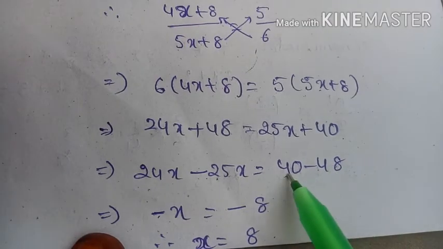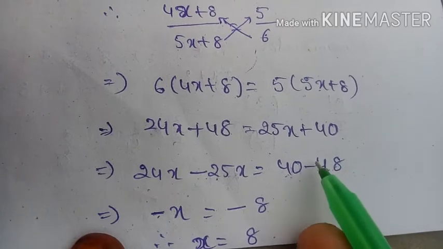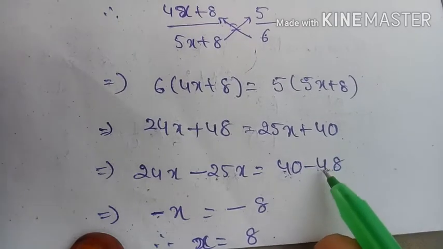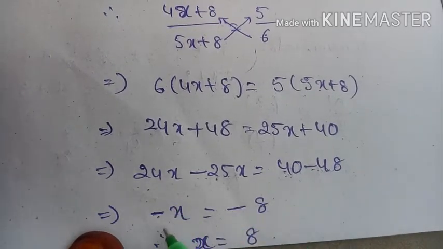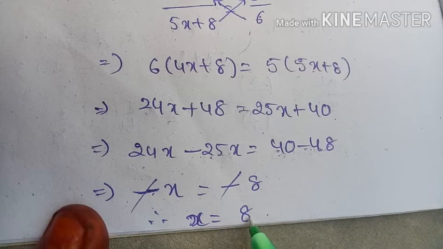There is no way to subtract 48 from 40, so we have to subtract 40 from 48, that is equal to 8. Here the larger number is 48, which has the negative sign, so keep the negative sign. Both sides have the same negative sign, so it is cancelled. So x is equal to 8.